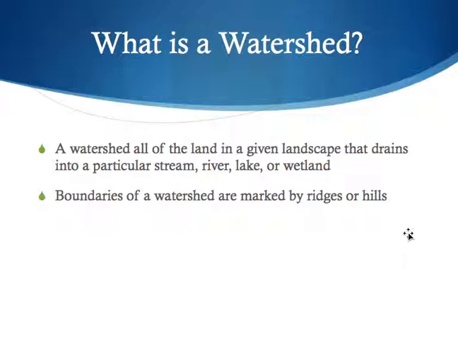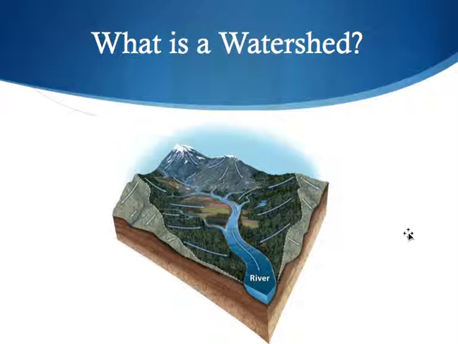Let's take a minute to look at a diagram of a watershed. So here's our river, and it's got input from all of the surrounding hills and mountains. All these little tributaries are feeding into this river. We can see the boundary line is distinctly the ridge or the hills along the side. On this side we have one watershed, and then on the opposite side we would have a different watershed.